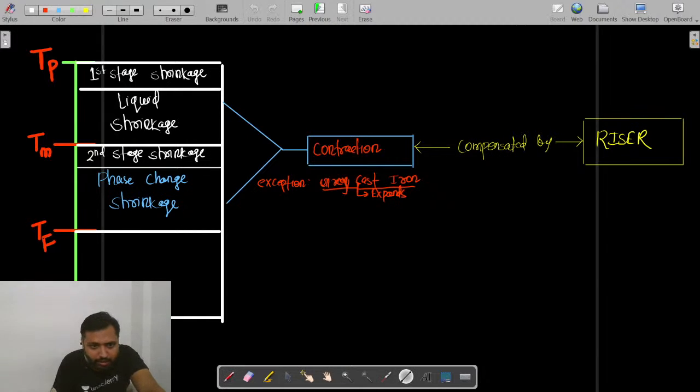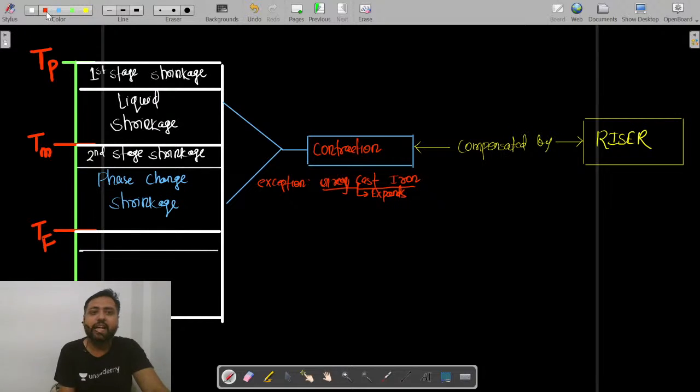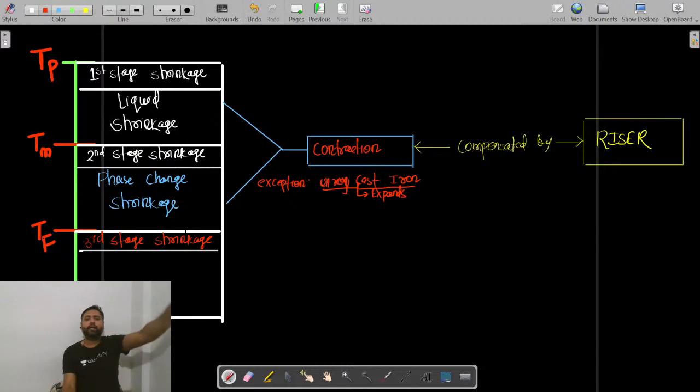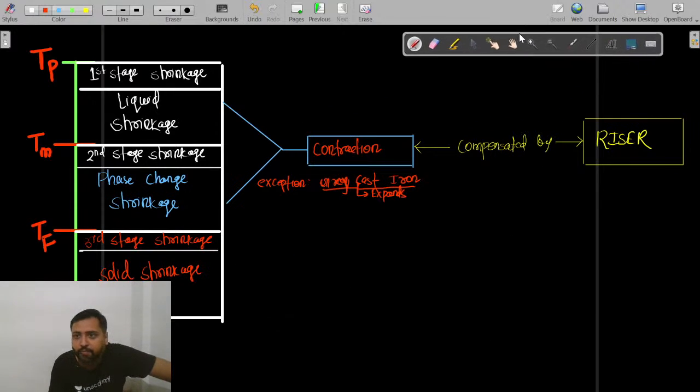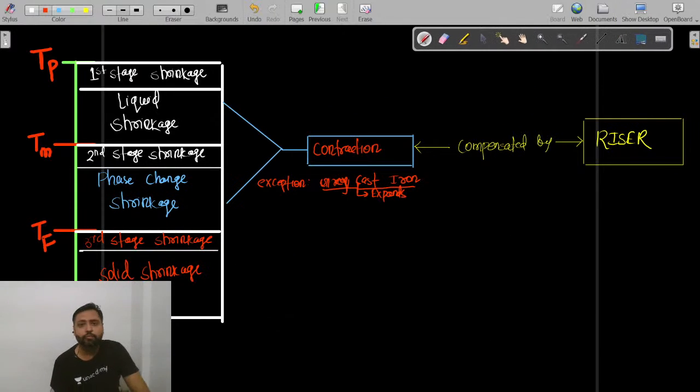So further, the temperature will go down to room temperature. And you know, during this cooling process as well, there will be shrinkage. That shrinkage is what we call third stage shrinkage. Now it has already solidified, solidification has occurred, and this is what we name solid shrinkage. And here also I am going to explain a beautiful concept.